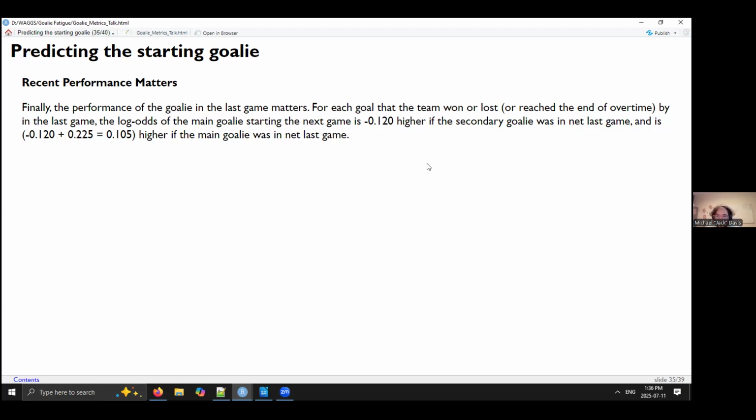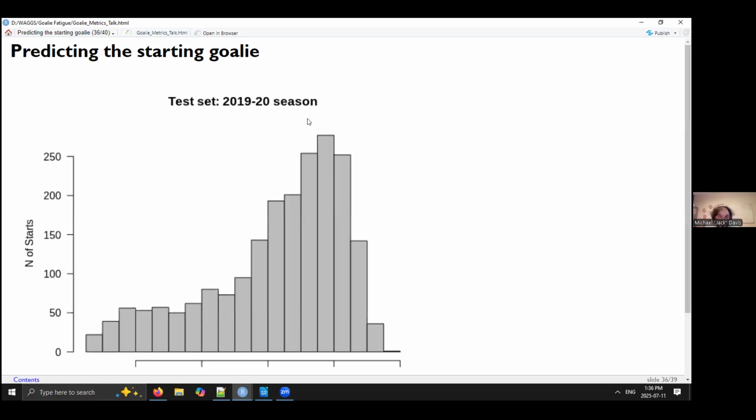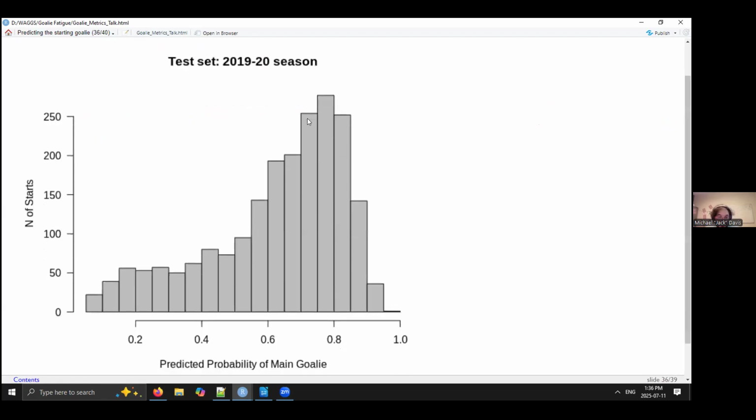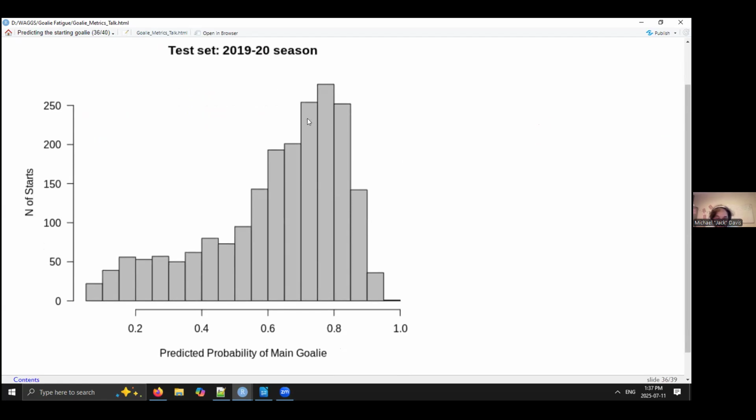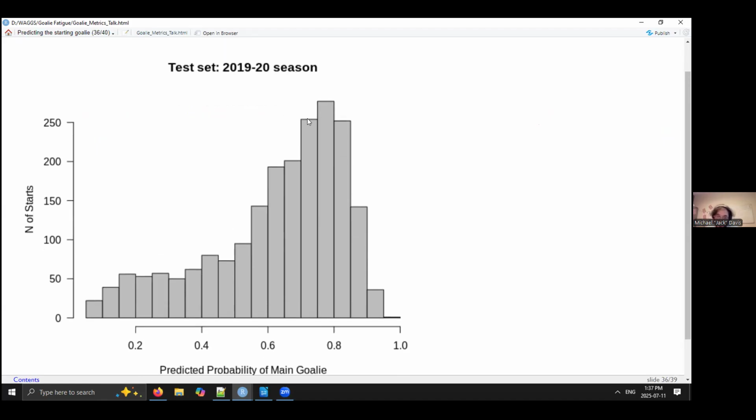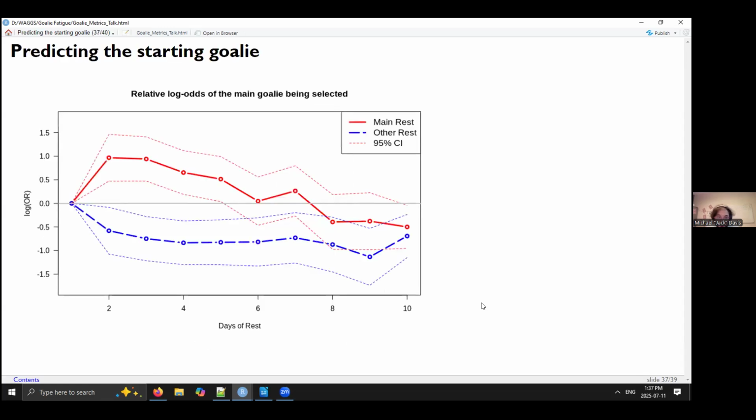So, where am I going with this? Basically, the better you do last game, the more likely you are to show up in your existing game. So how effective is this? This is a predictive probability of the main goalie. So instead of just having a blanket probability at about 60%, we actually start to get some spread out from that.